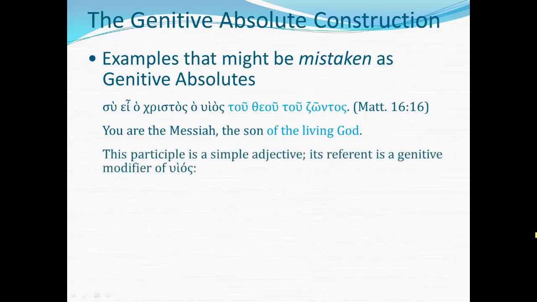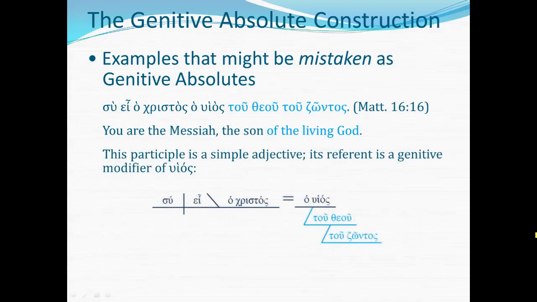So this participle is a simple adjective. Its referent is a genitive modifier of huios. The word theou is not absolute. The word theou is a genitive case modifier for huios, the Son of God. And the participle zontos is a simple attributive participle modifying theou.